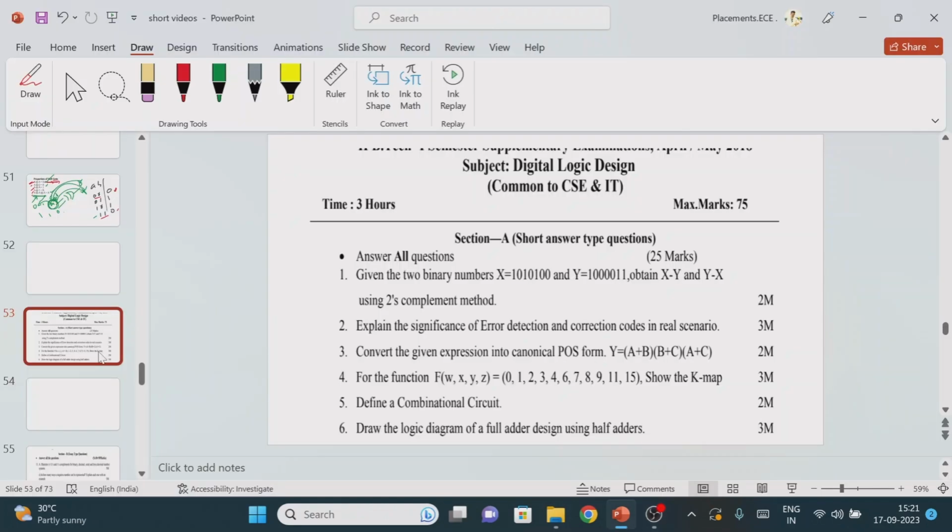Hello guys, welcome back. In this class, what I am trying to explain is the previous questions that have been given in various types of exams for the digital logic design subject. I am not going to explain every pinpoint, meaning how to solve. I will just give an overview of how to solve the problems. That is what we are going to explain in today's class.